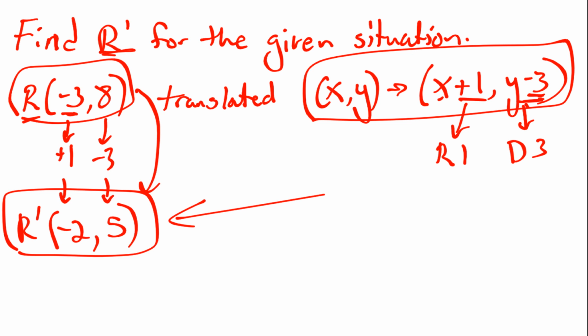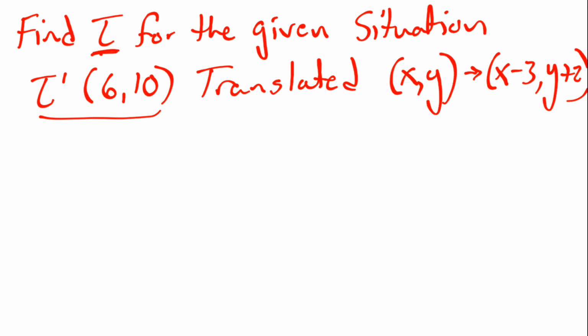That's working normal direction, working from the original to the final. This one we're trying to find the original from the final. So this one you got to be a little careful of. Same concept though, but we're going to go opposite.